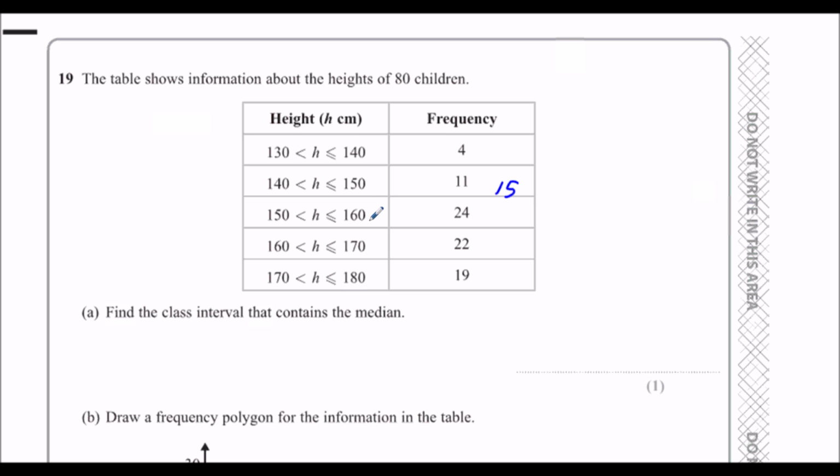Between 150 and 160, there's another 24. That takes us up to 39. So if we're up to 39 here, halfway point must be in the next box. So we're looking at 40 children. So the halfway point must be just in to the next box. So the class interval that contains the median is the 160 to 170 group. So the middle child is in the 160 to 170 group.